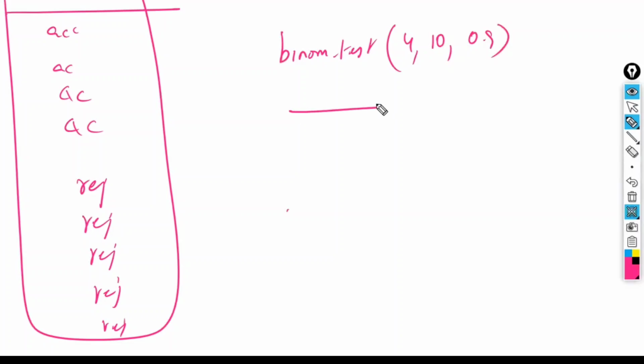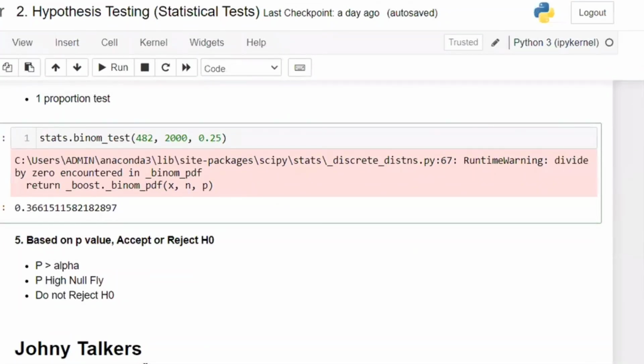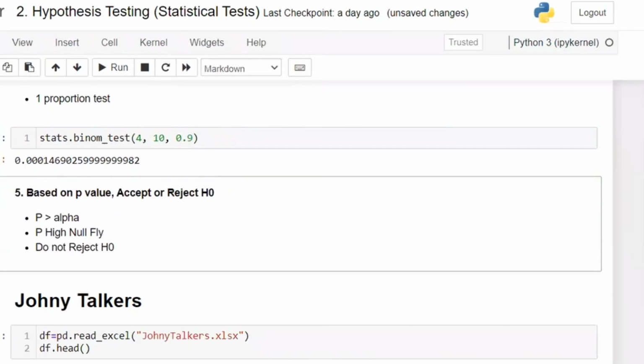Now you will get a p-value. Surely the p-value is going to be less than 0.05 only. If you want, you can check also. So here I am writing just 4 students out of 10 students, and 90% means no, it is not satisfying. P-value is very less. Reject the null hypothesis. Coach will be fired.